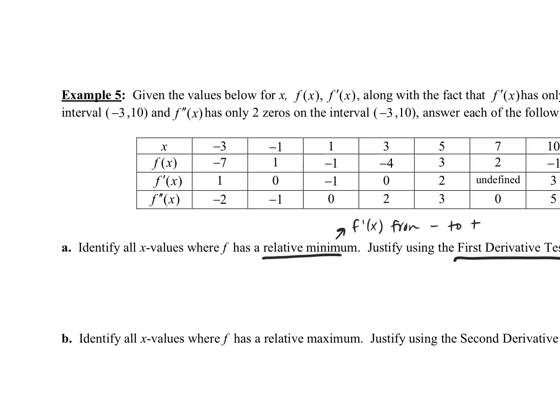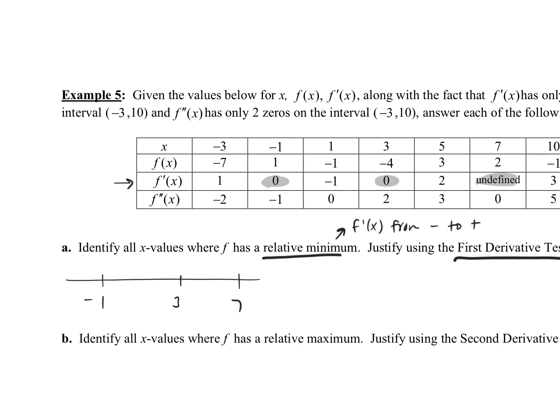So if I go back to my first derivative line, where is that derivative 0 or undefined? What x values? Yeah, -1, 3, and 7. So on my number line, I'm going to test those three values: -1, 3, and 7. Okay? These are all the possible points where we could have a relative minimum.